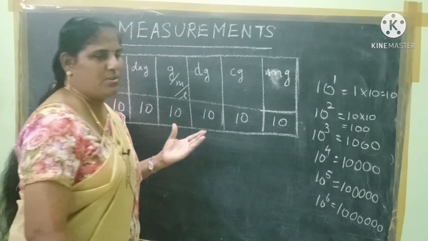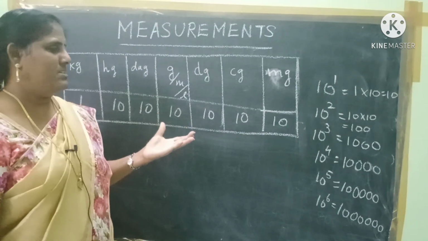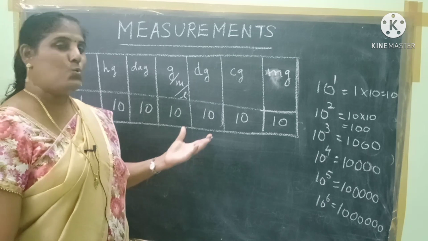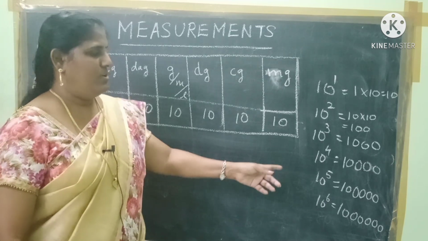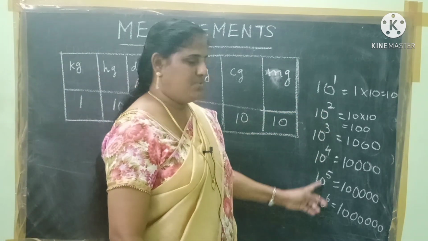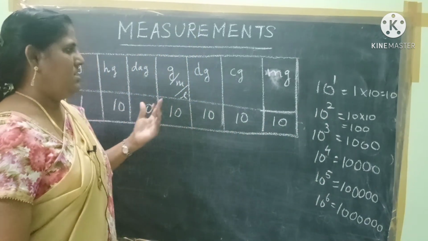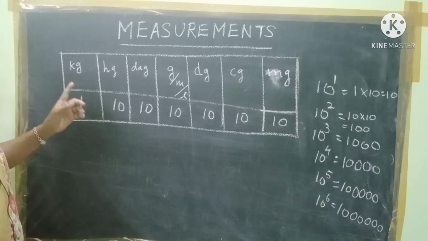So now I am going to tell one secret, that is the rule for how to change the form. If you understand this part, powers of 10, you can easily do the sums. See, for example, I am going to take kilogram.